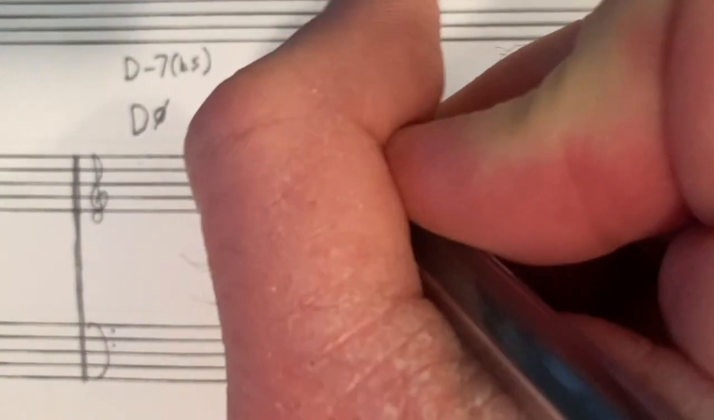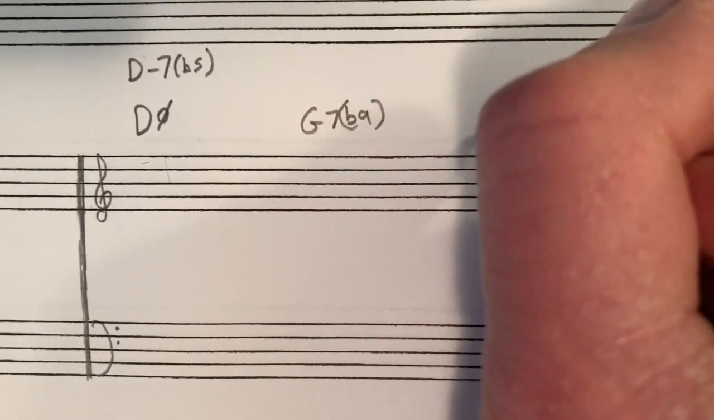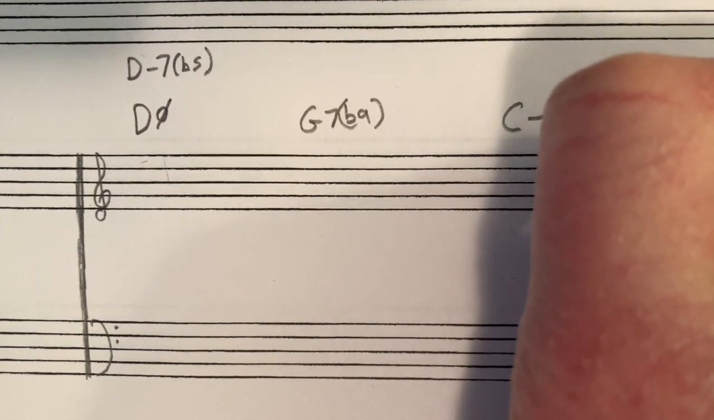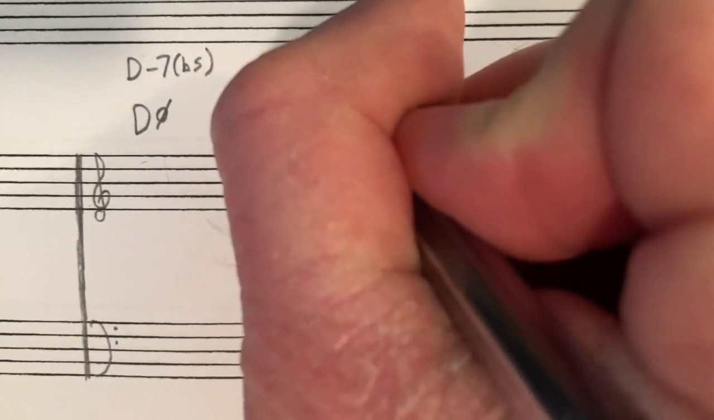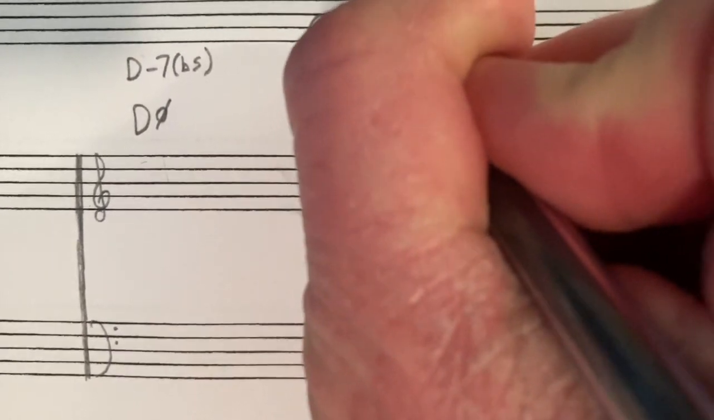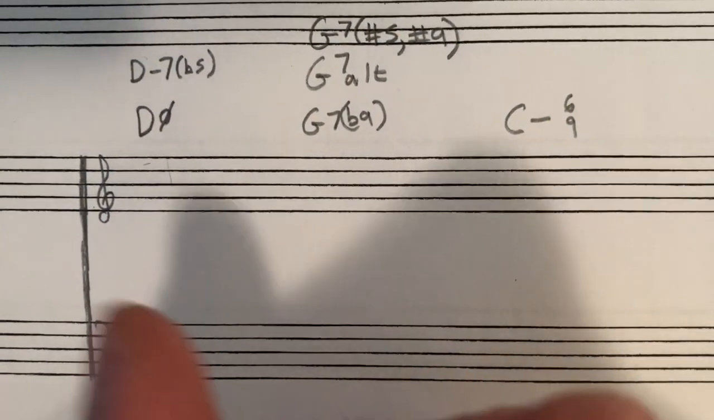So let's look at this. Here's, we'll say D half diminished, which can also be written as D minor 7 flat 5. And then what's often written as G7 flat 9. And then C minor. But we're going to treat that C minor as C minor 6 9. And this G7, even though we will often see it written as G7 flat 9, we are going to treat it as G7 alt, G7 altered, which is also often written as G7 sharp 5 sharp 9.